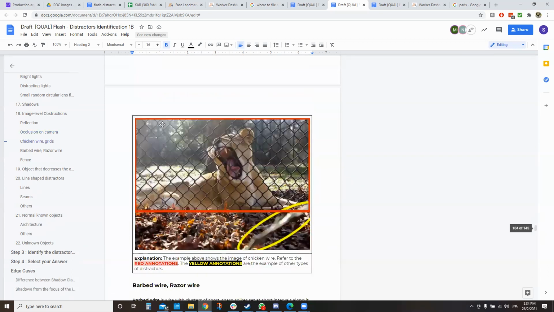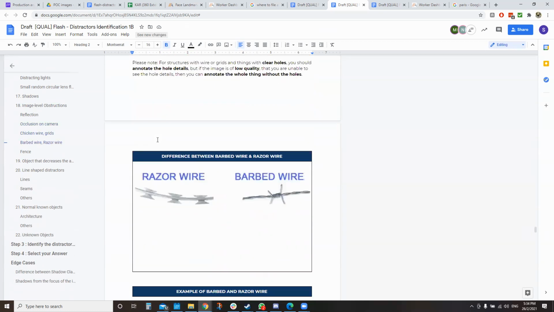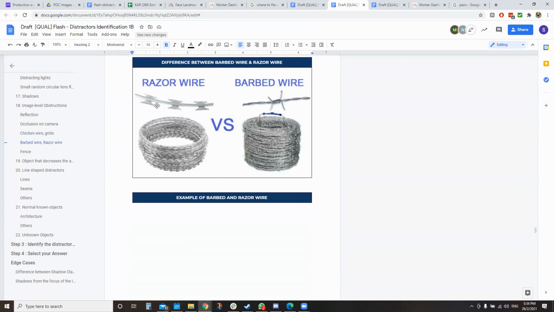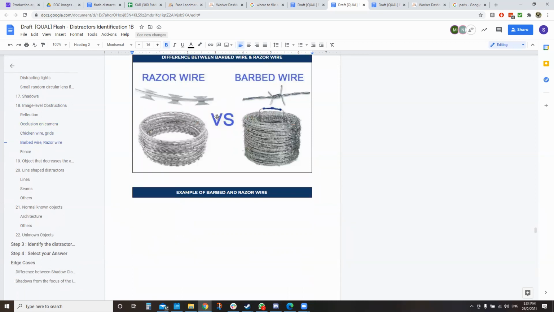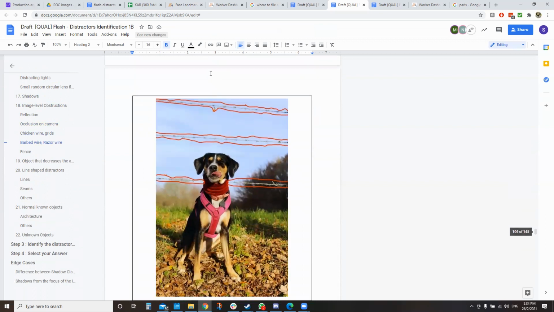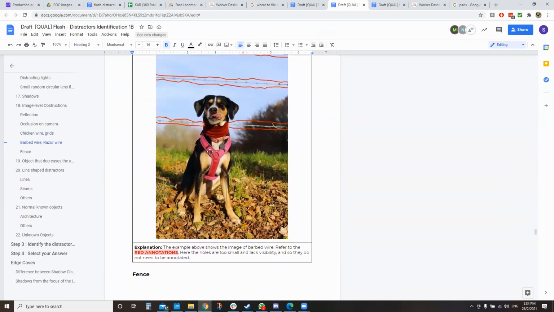Okay, chicken wire, this one. This one is something else. Barbed wire, you know this one. Razor is this, barbed wire is this. If you can't see it properly, just pick either one will do. So this one, barbed wire. This is a good example.